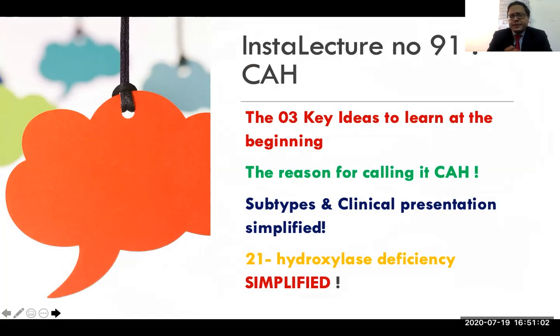Thirdly, we will try to simplify the sub-classification, the subtypes, and the clinical presentation. Why 21 hydroxylase deficiency presents with ambiguous genitalia. Why there is a salt wasting variant in 21 hydroxylase deficiency. How it is different from the other two, that is 17 hydroxylase deficiency or 11 hydroxylase deficiency, the major forms. All these key concepts, and also the sub-classification, the classic versus non-classic variant of 21 hydroxylase deficiency, we'll be learning in this session of InstaLecture number 91.